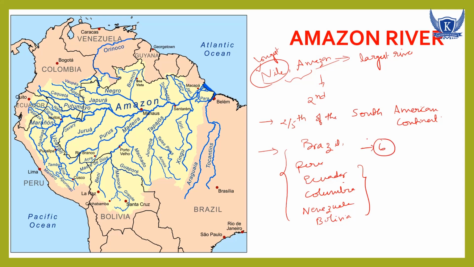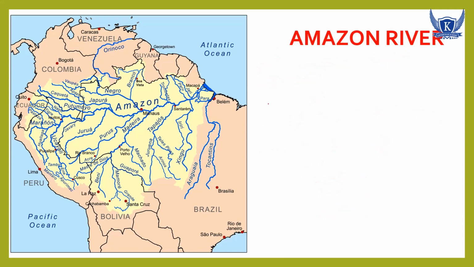Okay. So we have finished with the size of the river. We have finished with the countries through which it is passing. So what is the other important thing which we have to learn about this river? We have to learn about the source of the river and where it is going to drain. So let's see about the source of the river. So the source of the river is the Apurímac river drainage system.